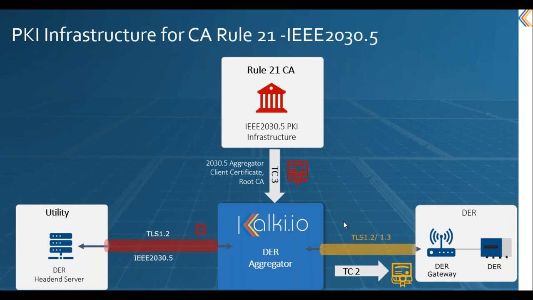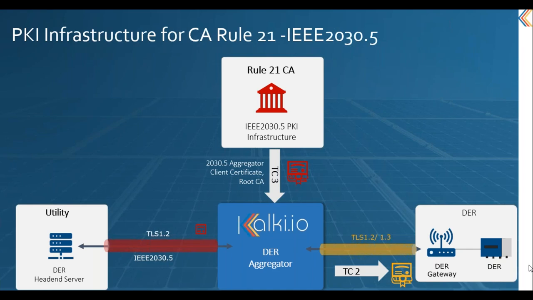Let's look at this example of the PKI infrastructure for the California Rule 21. That California Rule 21, as I mentioned in the earlier slide, is being managed by Rule 21 CA, a third party entity, which provides certificates for each 2030.5 aggregator or gateway. And this certificate is used to establish a secured TLS connection from the aggregator or gateway to the utility server. And they also use the utility's own private PKI to connect with the DR access with the aggregator as well. So this is an option which can be enabled on request to establish the secured connection on the downstream.